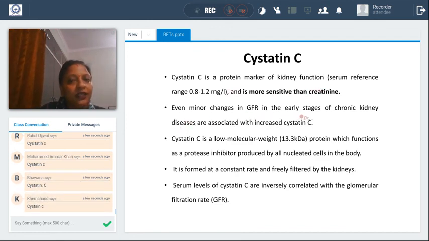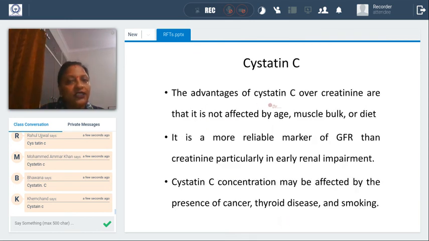Even a minor change in GFR in the early stage of chronic kidney disease is associated with increased serum cystatin C, and this is formed at a constant rate and freely filtered by the kidney. The advantage of cystatin C over creatinine is that it is not affected by age, muscle bulk, or diet. Creatinine is affected by age, muscle bulk, or diet because it is derived from creatine phosphate, you all know. Cystatin C is a more reliable marker of GFR than creatinine, particularly in early renal impairment or kidney diseases.